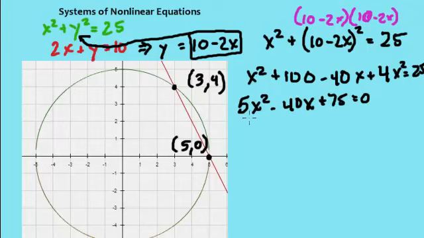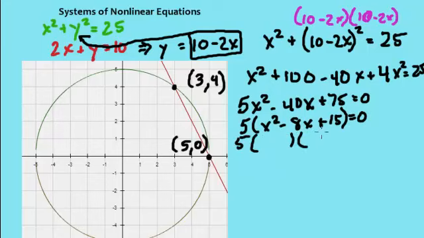Because I'm going to try to factor this, to make it easier, I'm going to pull out the 5. Maybe that'll make life easier for me. And it does. I see the 15. That's going to be a 3 and a 5. Lovely. So I'm going to get x minus 3, x minus 5. See how beautiful that is?